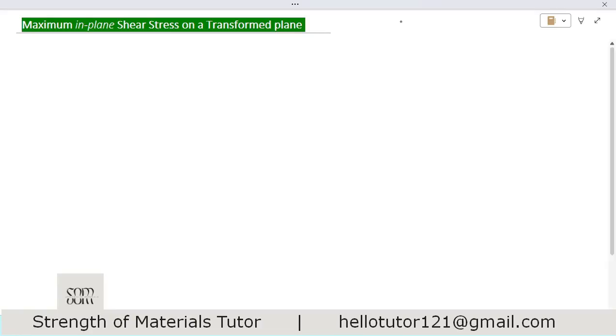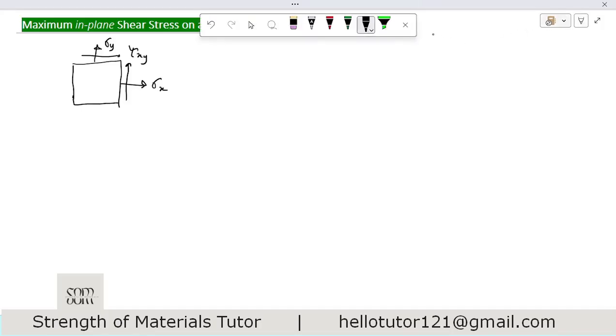Hello. Now let us talk about maximum in plane shear stress in plane stress transformation. So let us begin with this. Now we know if we have a body and these are the normal stresses sigma x and sigma y, and we have a shear stress of tau xy, and then we want to find the stress on this oblique plane which is inclined by some angle theta.